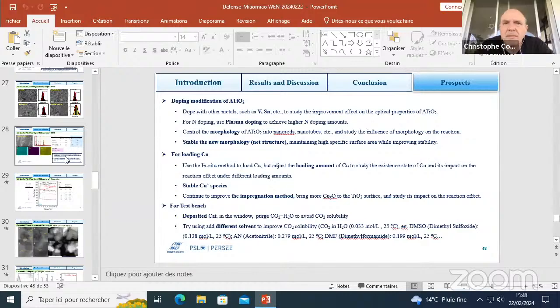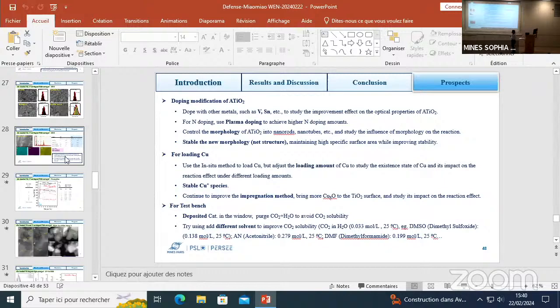But there's also a problem for copper: the selectivity is difficult to control. This is a long-standing issue in the references. They try to control different kinds of copper to improve its selectivity.